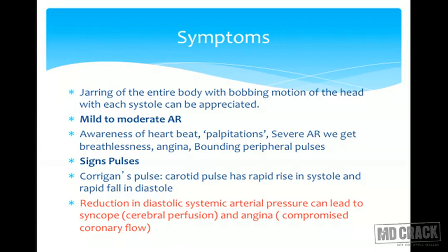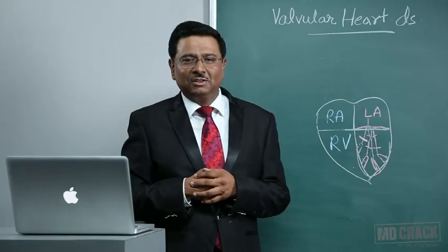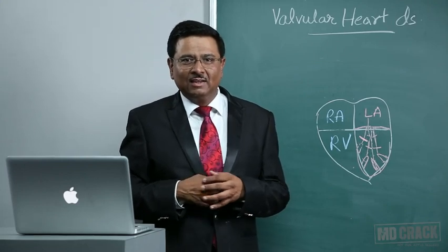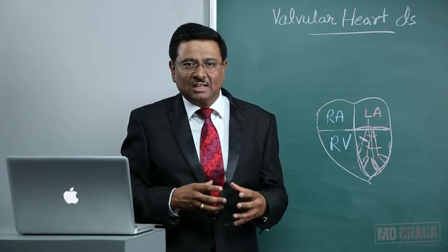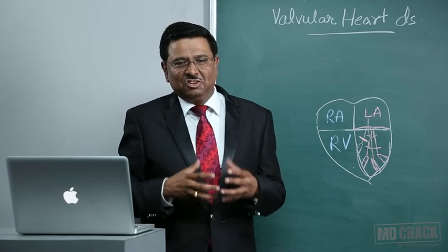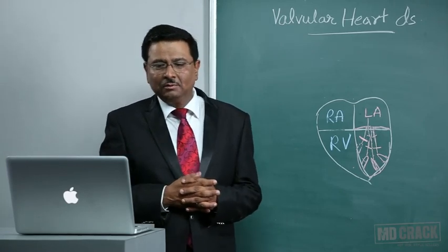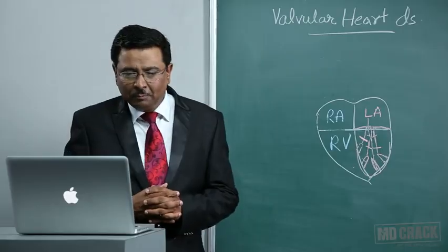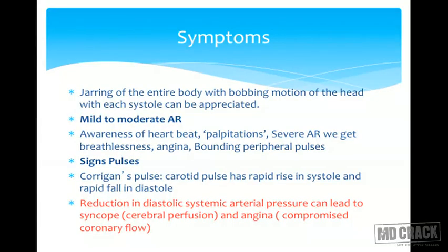Head bobbing with each systole can be appreciated in aortic regurgitation. You can see the patient has this bobbing movement, and there is a jarring movement of the entire body, which is typically seen in aortic regurgitation. In mild to moderate AR, the patient is aware of his own heartbeats, palpitation. In severe aortic regurgitation, we get breathlessness, angina, and bounding peripheral pulses.